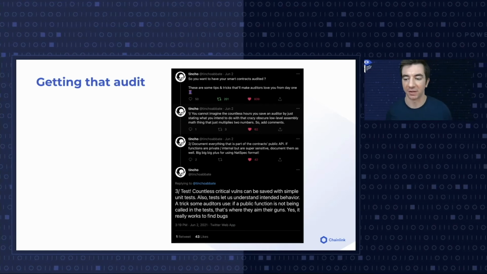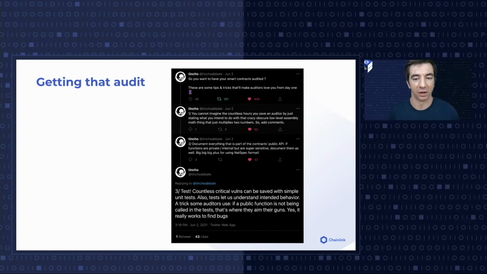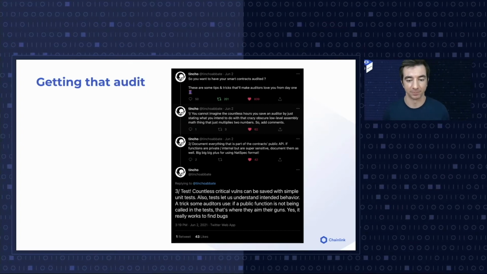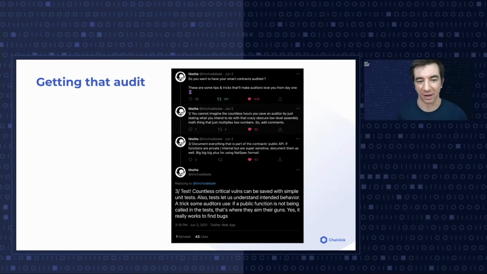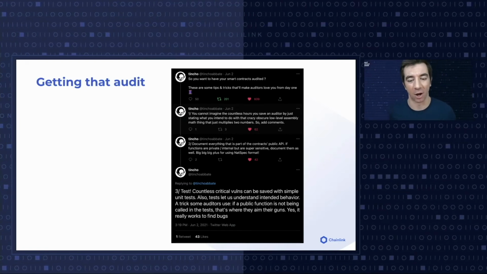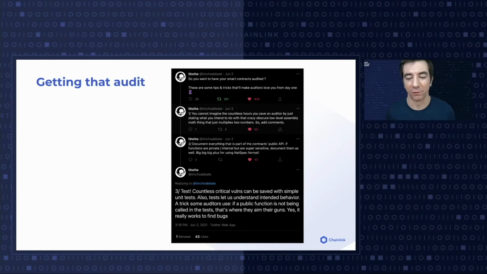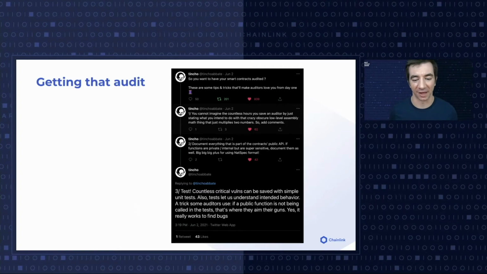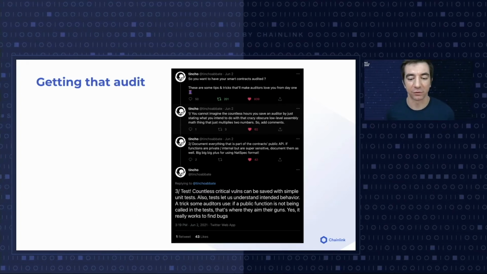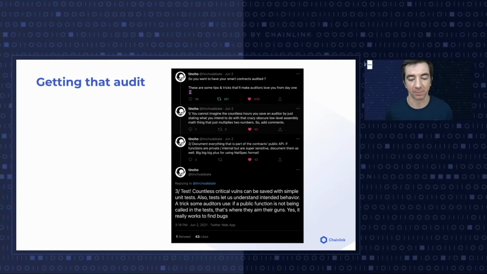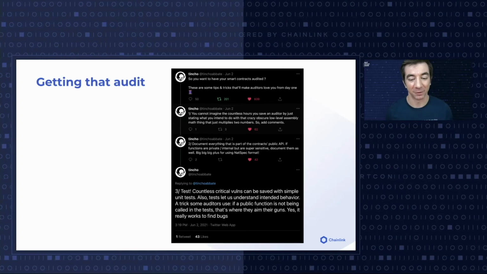The text might be a little small here, but this is a tweet thread from Tincho. He works on the OpenZeppelin platform, and he gives this long thread about helping your smart contract platforms get audited. His third tip here is saying, test. Countless critical vulns can be saved with simple unit tests. Also, tests let us understand intended behavior. A trick some auditors use: if a public function is not being called in the tests, that's where they aim their guns. Yes, it really works to find bugs.